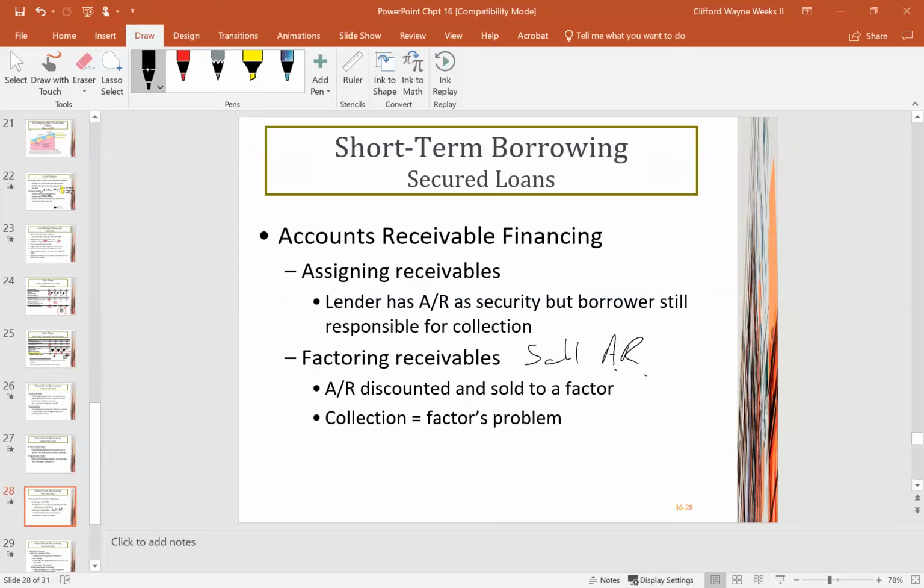Now, for those that are in intermediate, we cover this a little bit more in depth, talking about factoring and assigning. Assigning is we're just using it as collateral. With factoring, we're actually selling those accounts receivable. And then there's factoring with recourse and without recourse. We won't go into that depth.